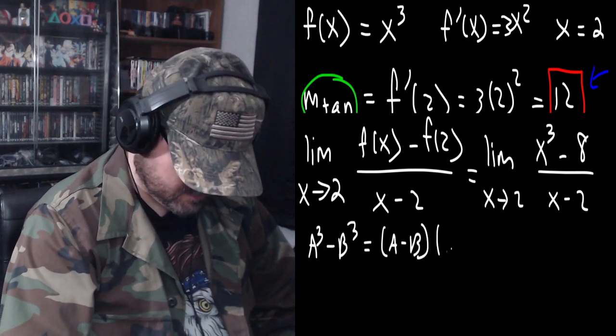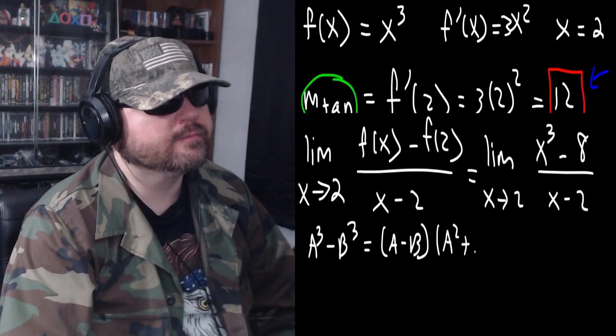So to factor differences of perfect cubes, it's a minus b times a squared plus ab.